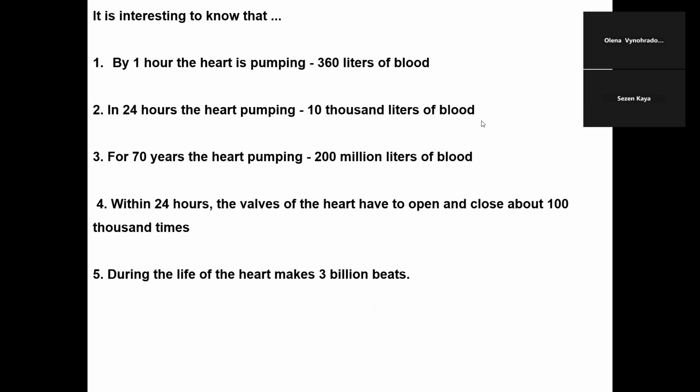Interesting to know that in 1 hour, it's a general average, of course, the heart pumps 360 liters of blood. In 24 hours, the heart pumps 10,000 liters of blood. Over 70 years, it pumps 200 million liters of blood. And during 24 hours, the walls of our heart have to open and close about 100,000 times. During life, the heart makes 3 billion beats.